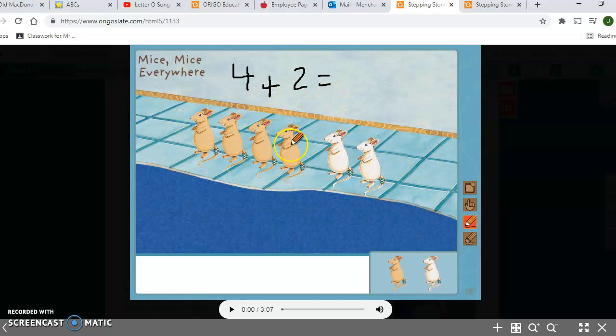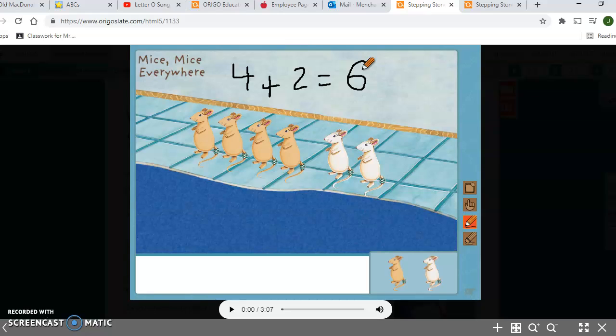1, 2, 3, 4, 5, 6. 4 plus 2 is 6. 4 plus 2 is the same as 6. 4 and 2 equals 6. There's different ways to say that, and they all mean the same thing. This group and this group is a total of 6.